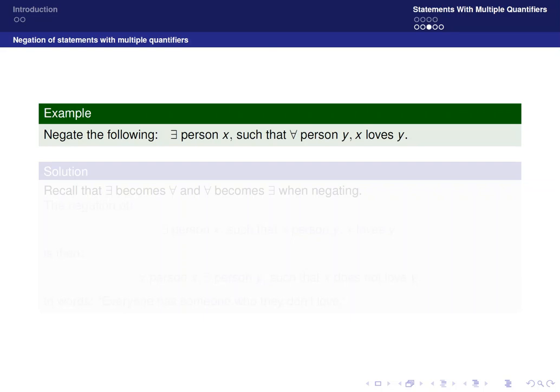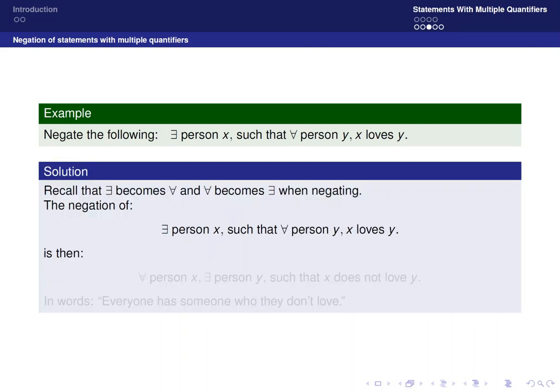Now, here's another example where we have an existential first and a universal after. So the original statement says there exists a person x such that for every person y, x loves y. So someone loves everyone. What is the negation of someone loves everyone? Well, again, using the same rules that we mentioned, someone loves everyone is going to be negated to become everyone has someone who they don't love.